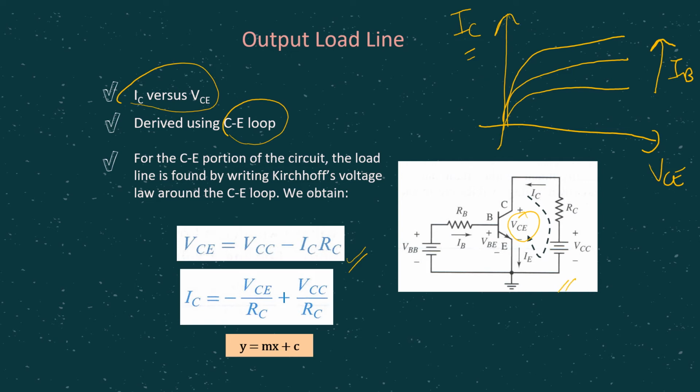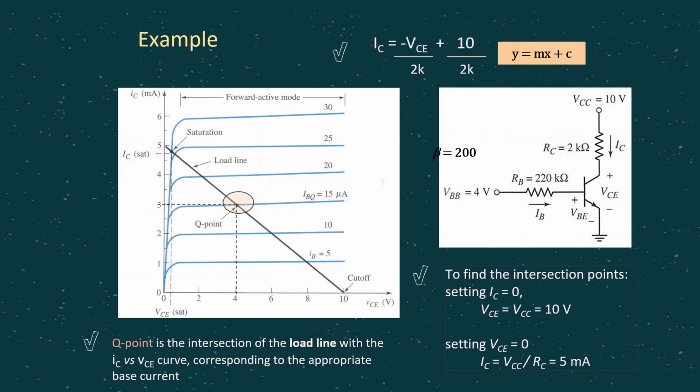Then to get the load line equation, we need to rearrange it in the form of y equals mx plus c, where y is actually IC and x is VCE. From here we can know what the m is as well as what the c is. For the output load line, let's have a look at this example.